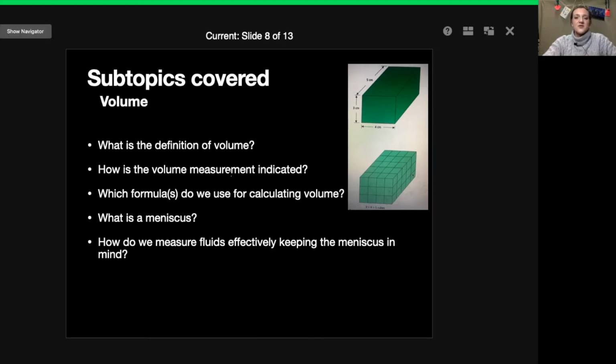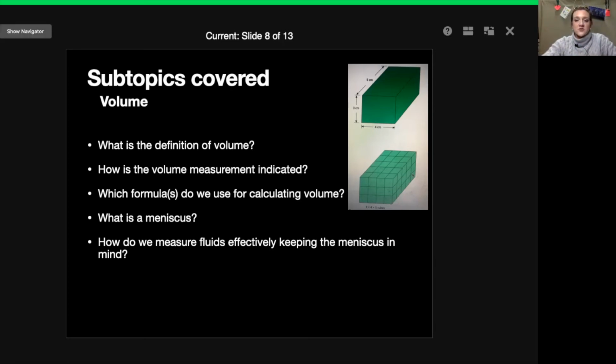That is what volume is. How is volume measurement indicated? Remember with area, we had a squared because we were multiplying two things with each other. But with volume, we are multiplying three things with each other. So therefore, we will have a cubed or a to the power of 3 measurement. So it will be meter to the power of 3, or centimeters to the power of 3. It can be anything to the power of 3 that will show you the volume of an object. So how much space does something take?